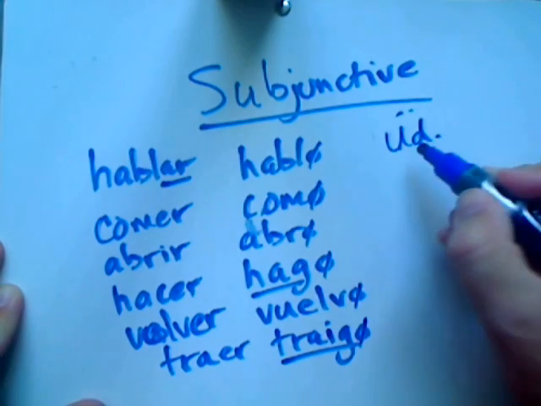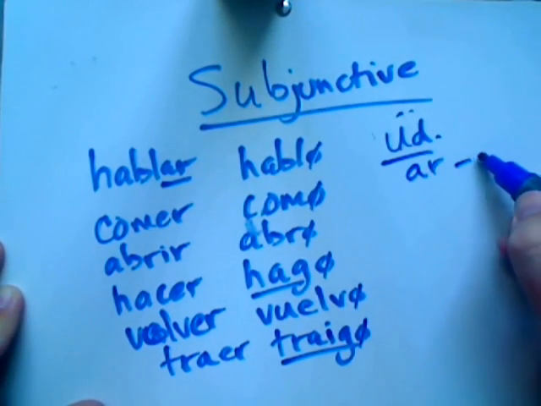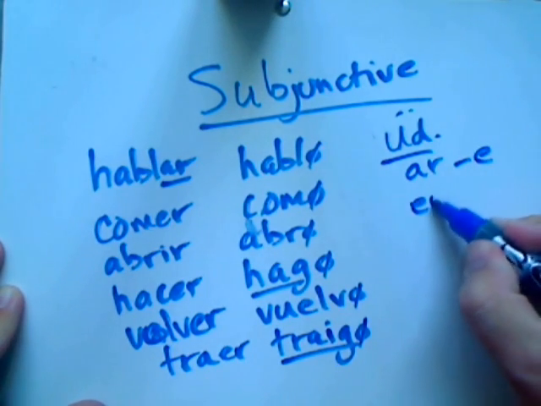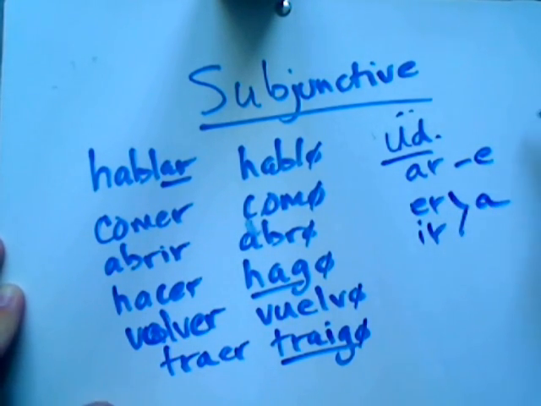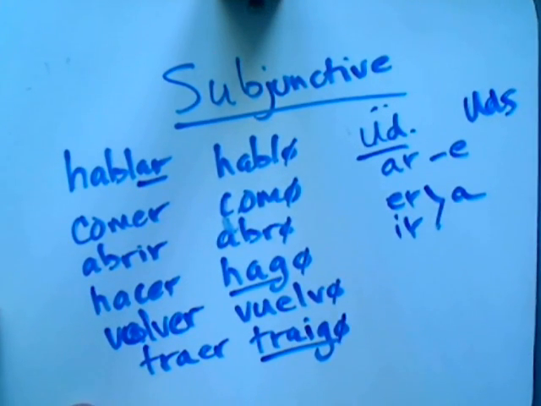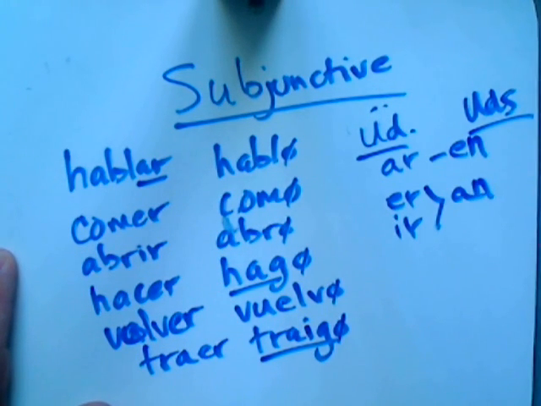For usted, it's going to be the opposite vowel. So if it's an AR verb, we add an E. If it's an ER or IR verb, we add an A. For ustedes, right, we simply make those plural by adding EN or AN. So that's just a review of the forms of the present subjunctive using usted and ustedes. Let's take a look at some examples.